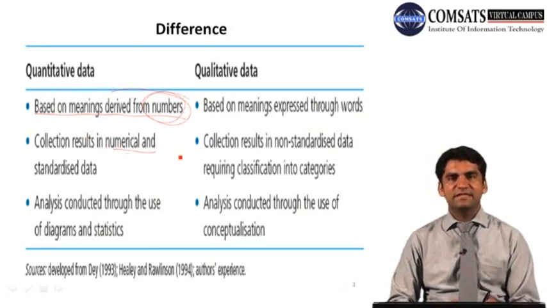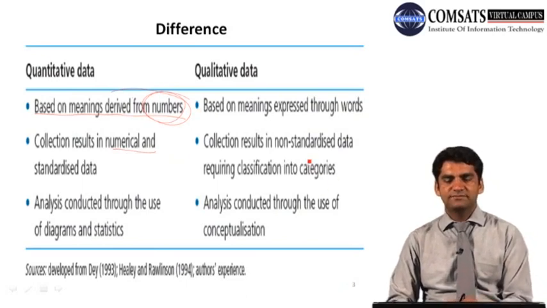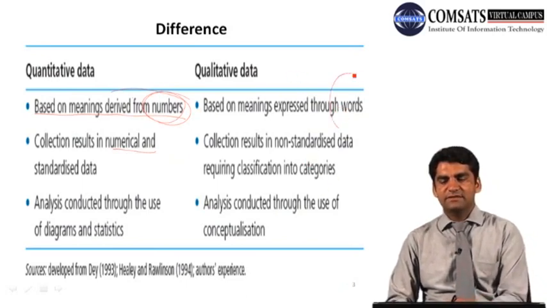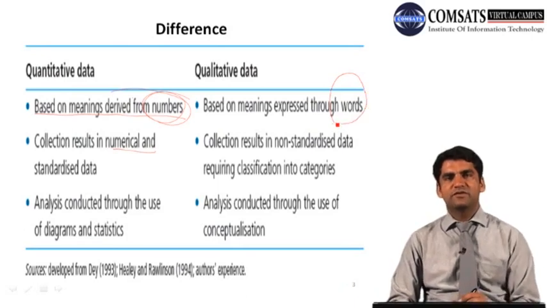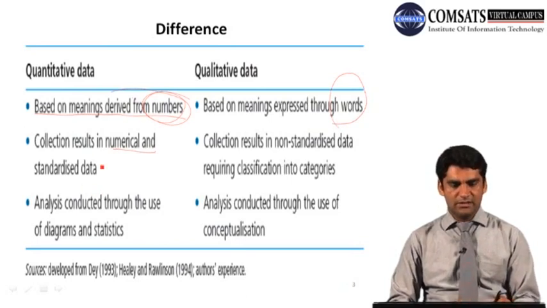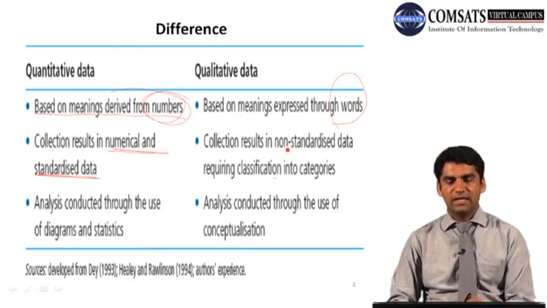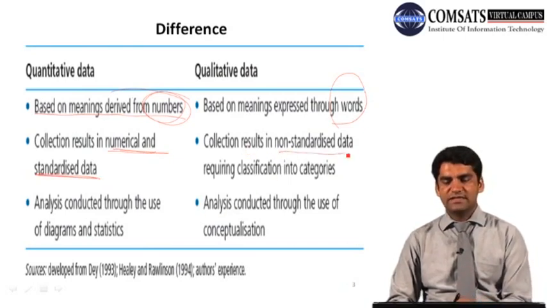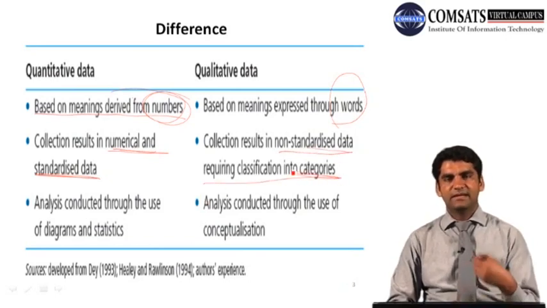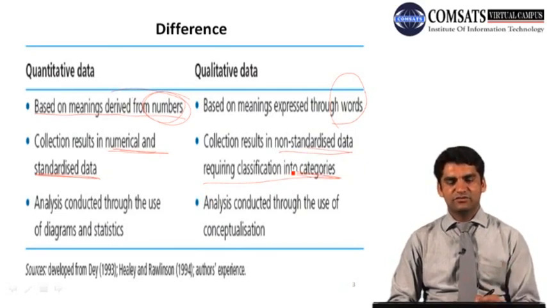So quantitative data depends predominantly on numbers, while qualitative data derives meaning from the words of respondents or subjects. Quantitative data is a collection of numerical results in a standardized data format, while qualitative data is non-standardized data requiring classification into categories. We categorize the data and then we do analysis.